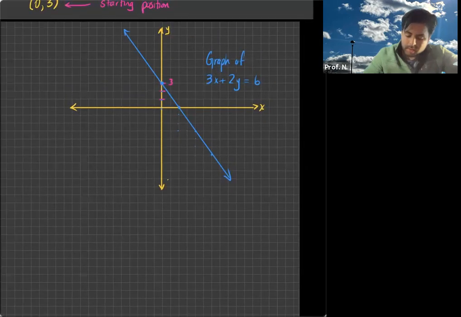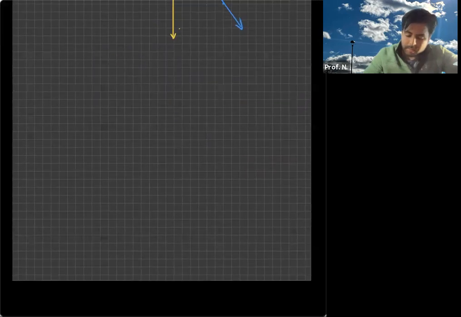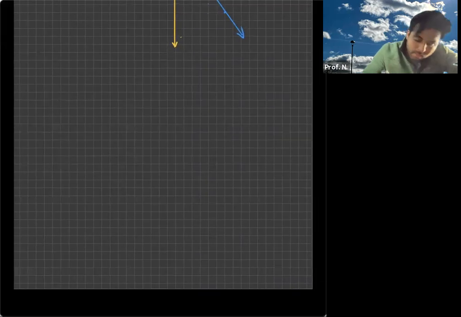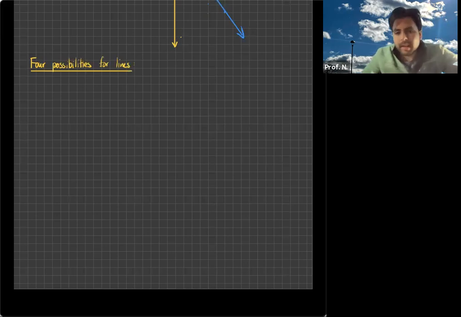So let me just give you 4 examples of lines, or I guess you can say 4 possibilities for lines. What I mean by that is there's only 4 ways that a line can exist in this space.